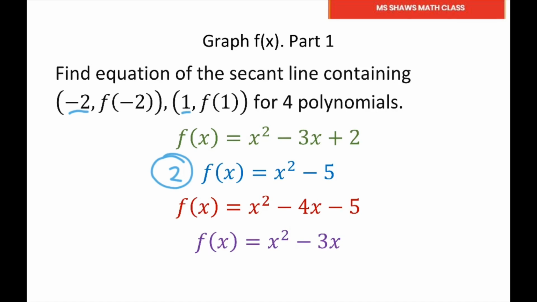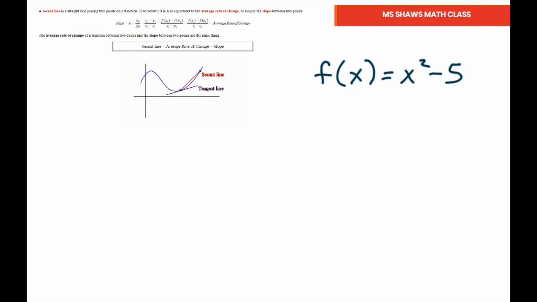To get started, I'm going to be doing these other problems on different videos because it makes the video too long. So here's your secant line. Remember, secant line is just the average rate of change, which equals the slope. And we're going from negative 2 to 1.